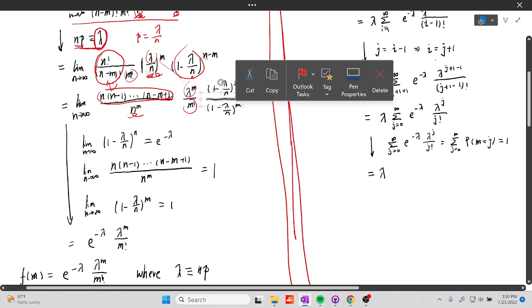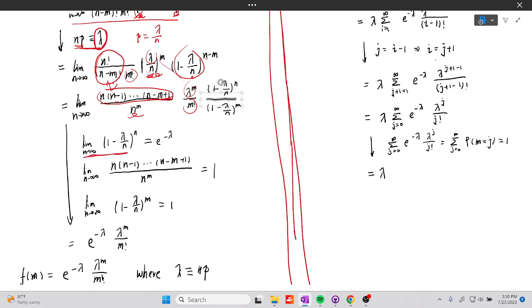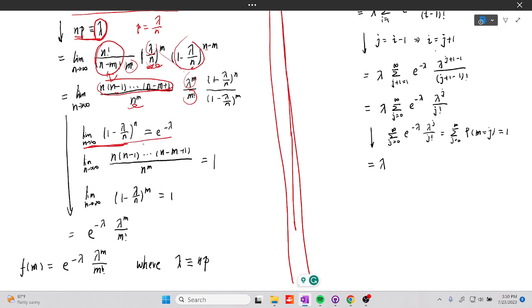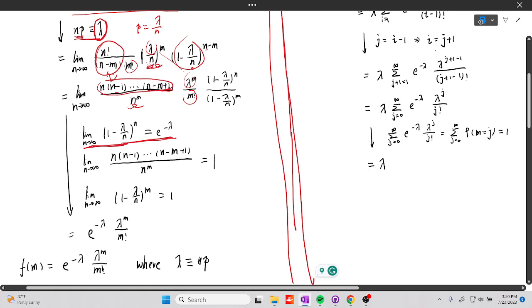Since we know the limit as n goes to infinity of 1 minus lambda over n, this is a classic real analysis limit. It's e to the negative lambda. So this becomes e to the negative lambda, and since this is extremely small and this is a finite number, then it is 1.